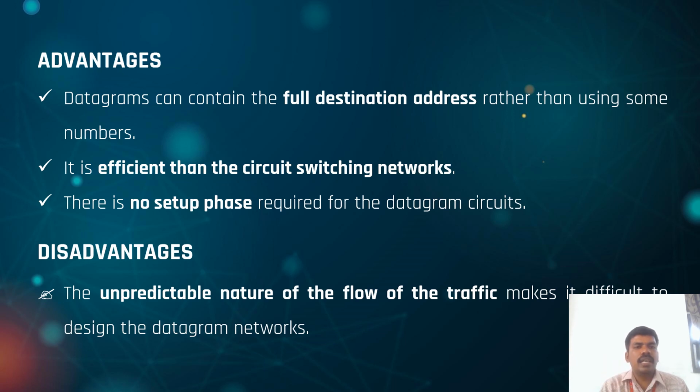Advantages. Datagrams can contain the full destination address rather than using some numbers. It is more efficient than circuit switching networks. There is no setup phase required for datagram circuits. Disadvantages. The unpredictable nature of the flow of traffic makes it difficult to design datagram networks.